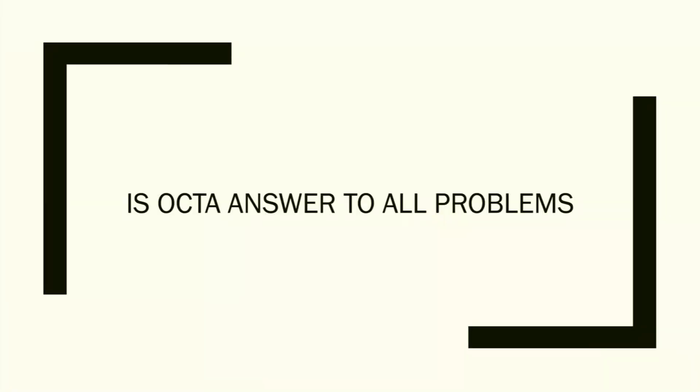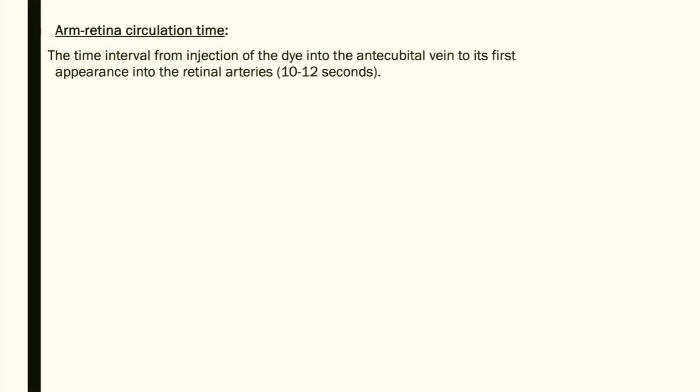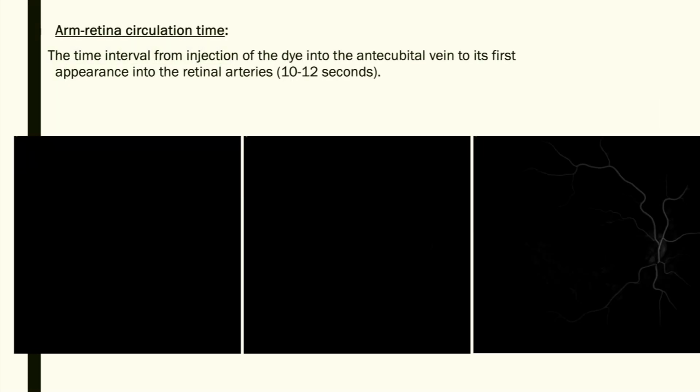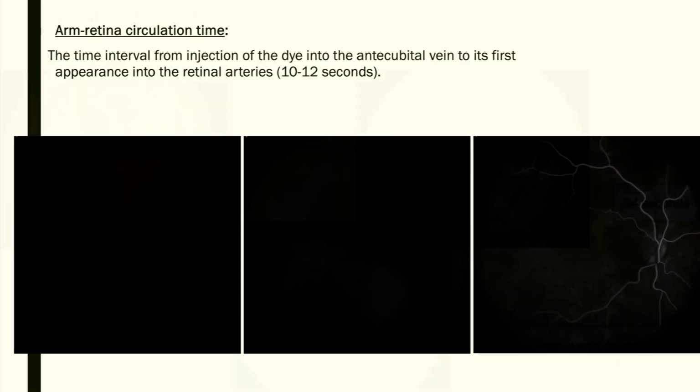So, is OCTA an answer to all problems? Let us see. Arm to retina time. When it's not a frank CRVO, it's not a frank BRVO, you want to see the flow is sluggish. No, you can't do that on OCT angio, because OCT angio only tells you blood flow is there or not there. It does not show you it is coming slowly, or it's coming late, or it's not filling. So where these occlusions are concerned and you want to see that the flow is sluggish, you have to do an angiogram.